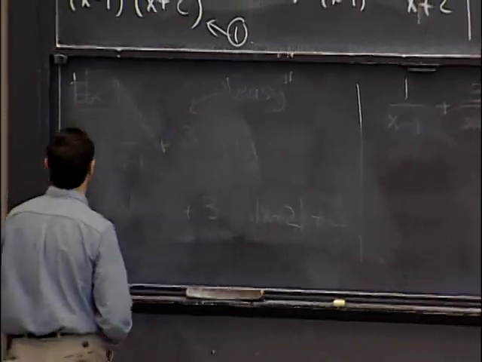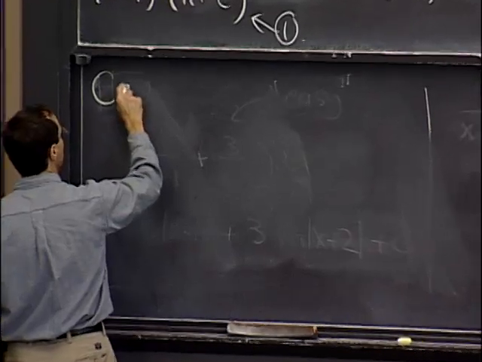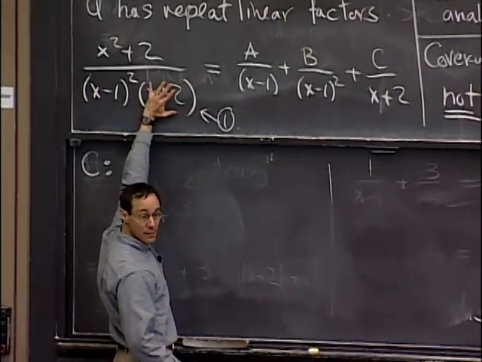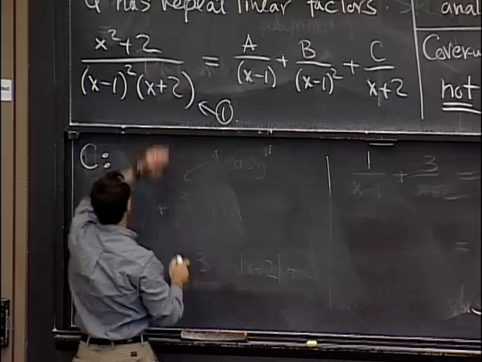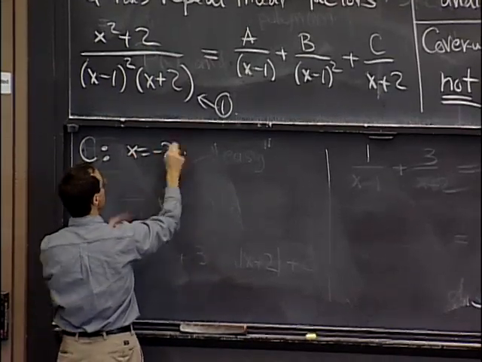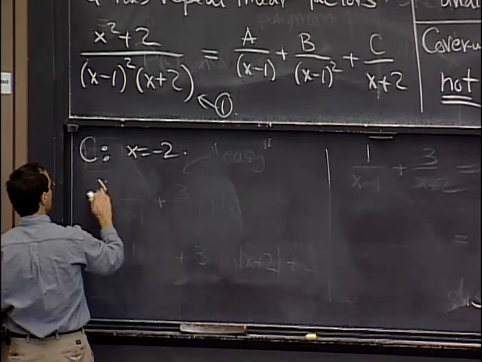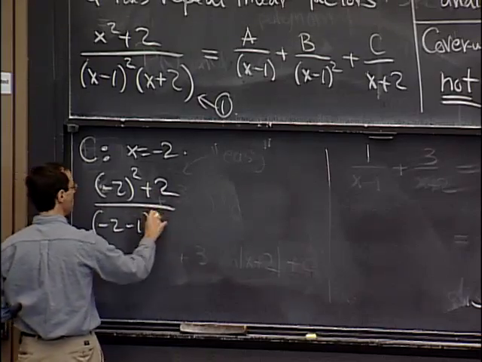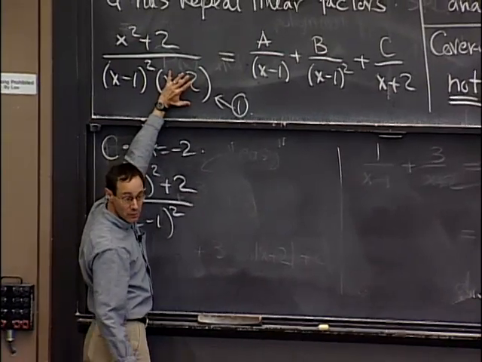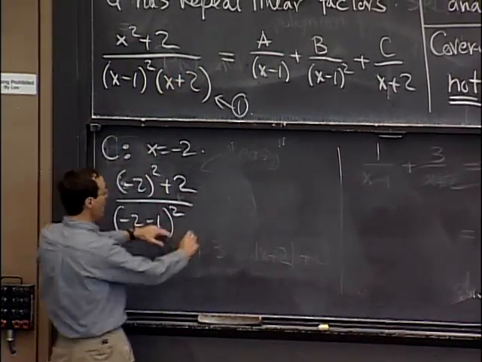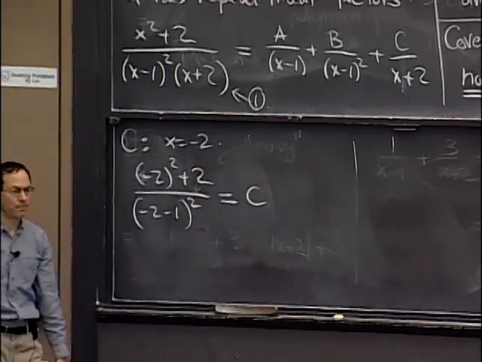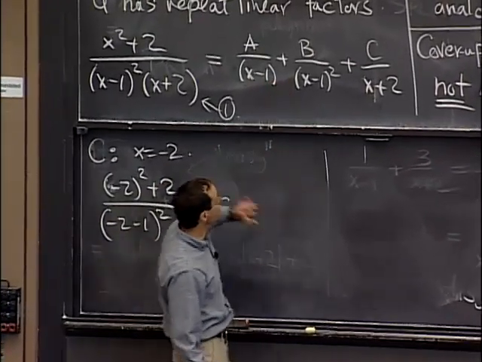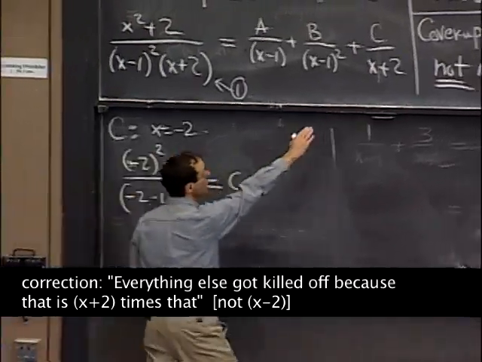First of all, I'm going to do the ordinary cover-up with c. So for c, I just want to do the same old thing that I did before. I cover up this, and that's going to get rid of all of the junk except for the c term. So I have to plug in x equals -2. And I get minus 2 squared plus 2 in the numerator, and I get minus 2 minus 1, the quantity squared, in the denominator. Remember, I'm covering this up. So that's all there is on the left-hand side. And on the right-hand side, all there is c. Everything else got killed off because it was x minus 2 times that. That's 0 times all that other stuff. And the x minus 2 over here canceled.